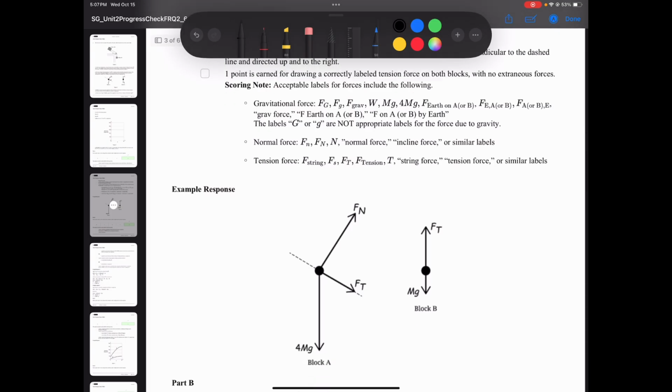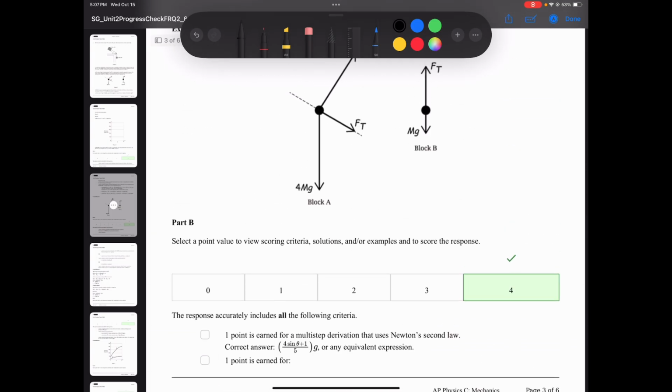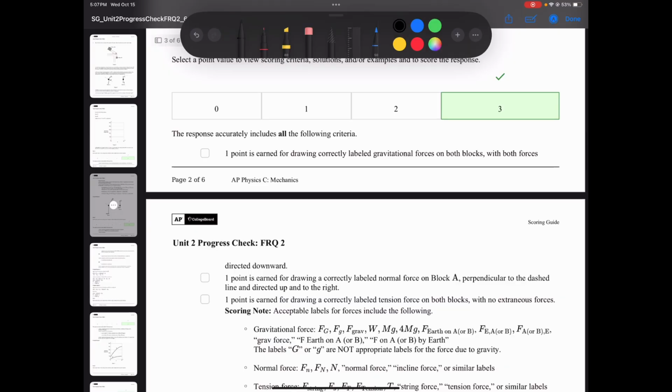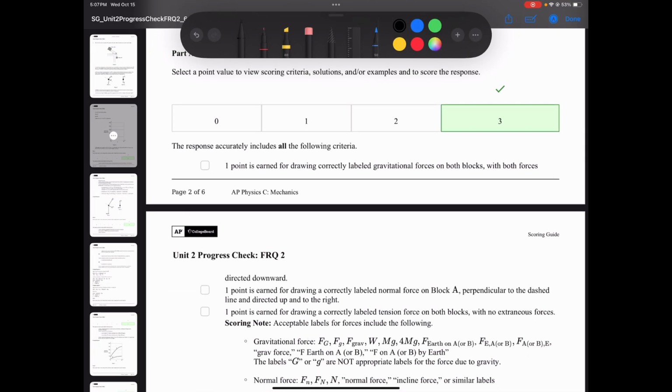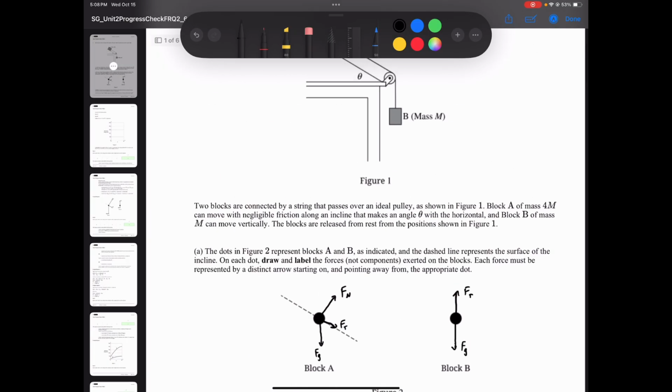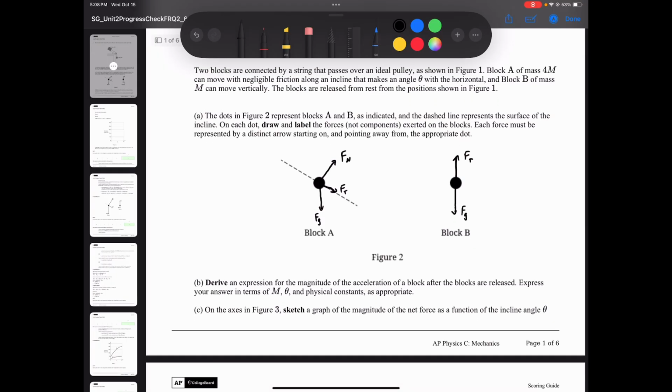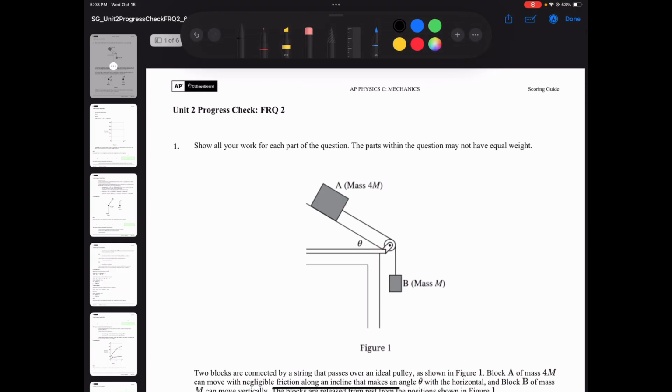So now let's look at the scoring guidelines just to double check to see what they're looking for. Wait a minute. Oh, actually, I missed it. This one's only worth 3 points. But still, it doesn't take much effort to get 3 points. So here, you drew the gravitational force on both blocks directed downward, you correctly labeled the normal force on block A perpendicular to the dashed line, and a correctly labeled tension force with no extraneous forces. Okay, so those are easy points on the AP exam, right? Even if you're not sure how to approach the problem, which you should be able to do, but just in case, definitely draw the free body diagrams. Those are worth quite a bit for not much effort.